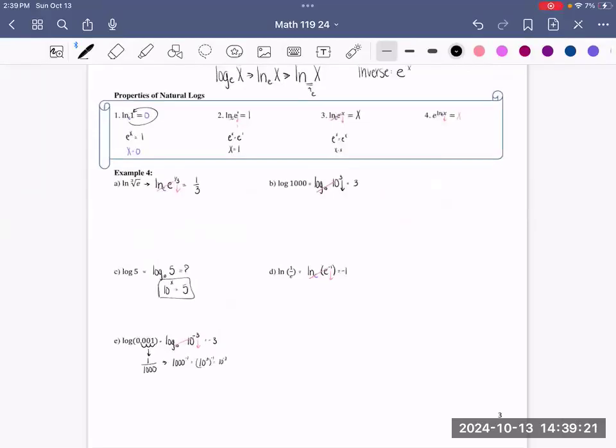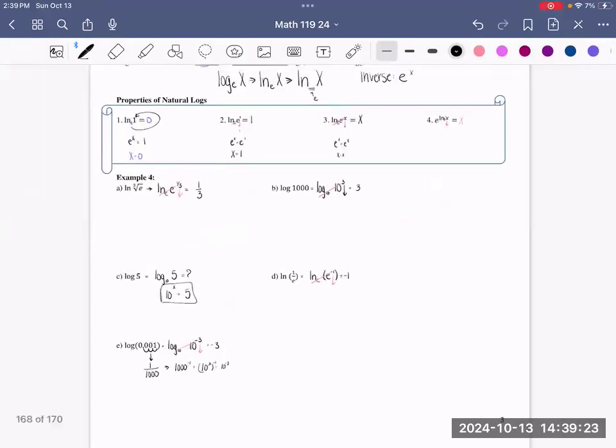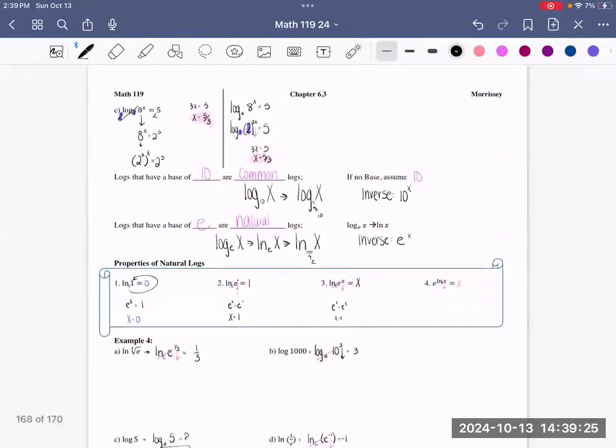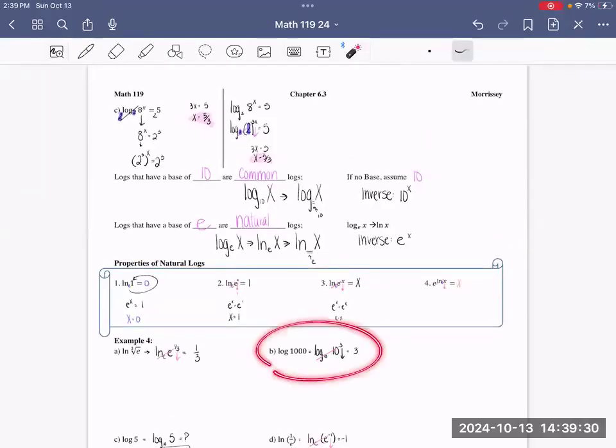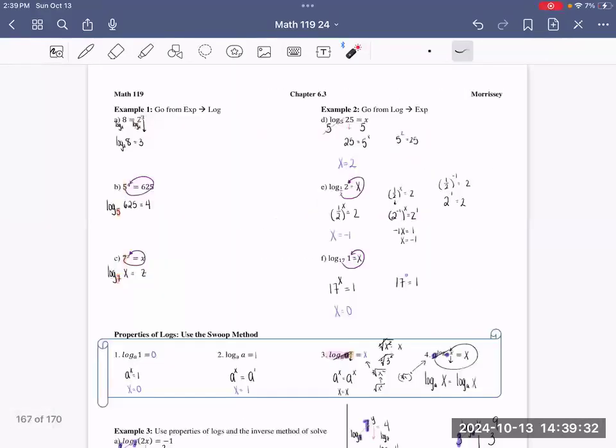Well, hopefully this video was informative and allowed you to understand the properties of logs and really how to use the inverse function itself, the inverse properties, or just the swoop method.